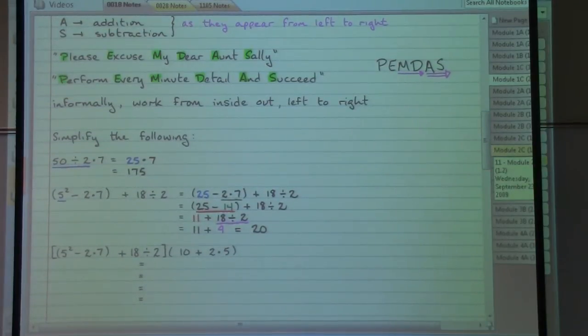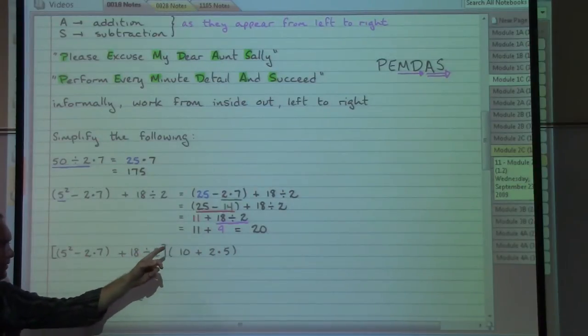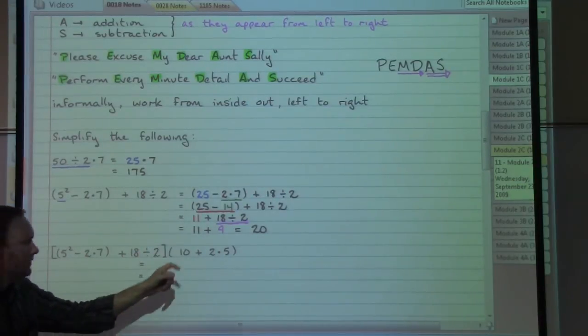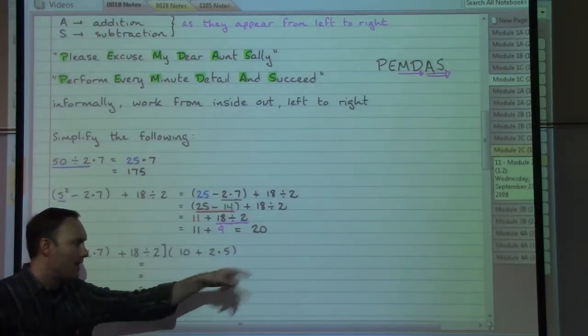Now for a problem that has much more going on, I'm going to want to read through and again be very deliberate about reading things. Bracket, parentheses, 5 squared minus 2 times 7, parentheses, plus 18 divided by 2. Bracket, parentheses, 10 plus 2 times 5, parentheses.